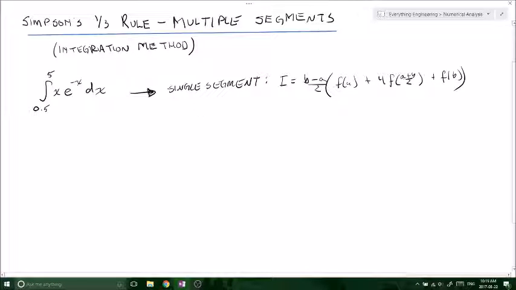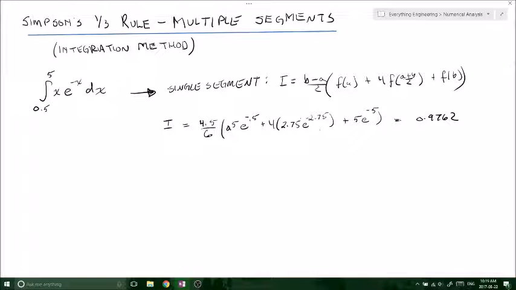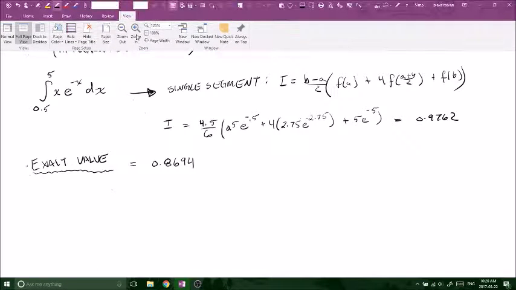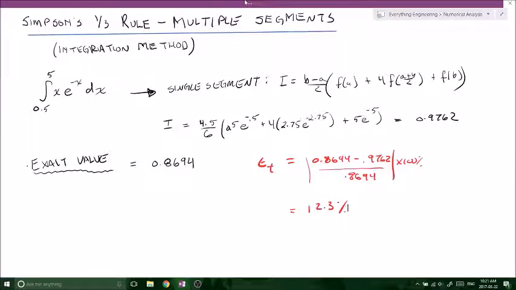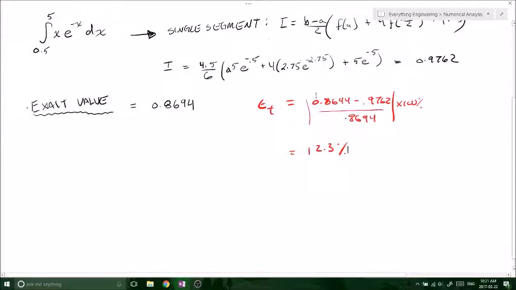Using Simpson's formula, this is what we get using the single segment. You get 0.9762 for using Simpson's 1/3 rule with a single segment. The exact value, if you use integration techniques that you know, like integration by parts, is 0.8694. So that's not very good. Let's calculate the error involved. The error with this is 12.3%, which is actually quite high.